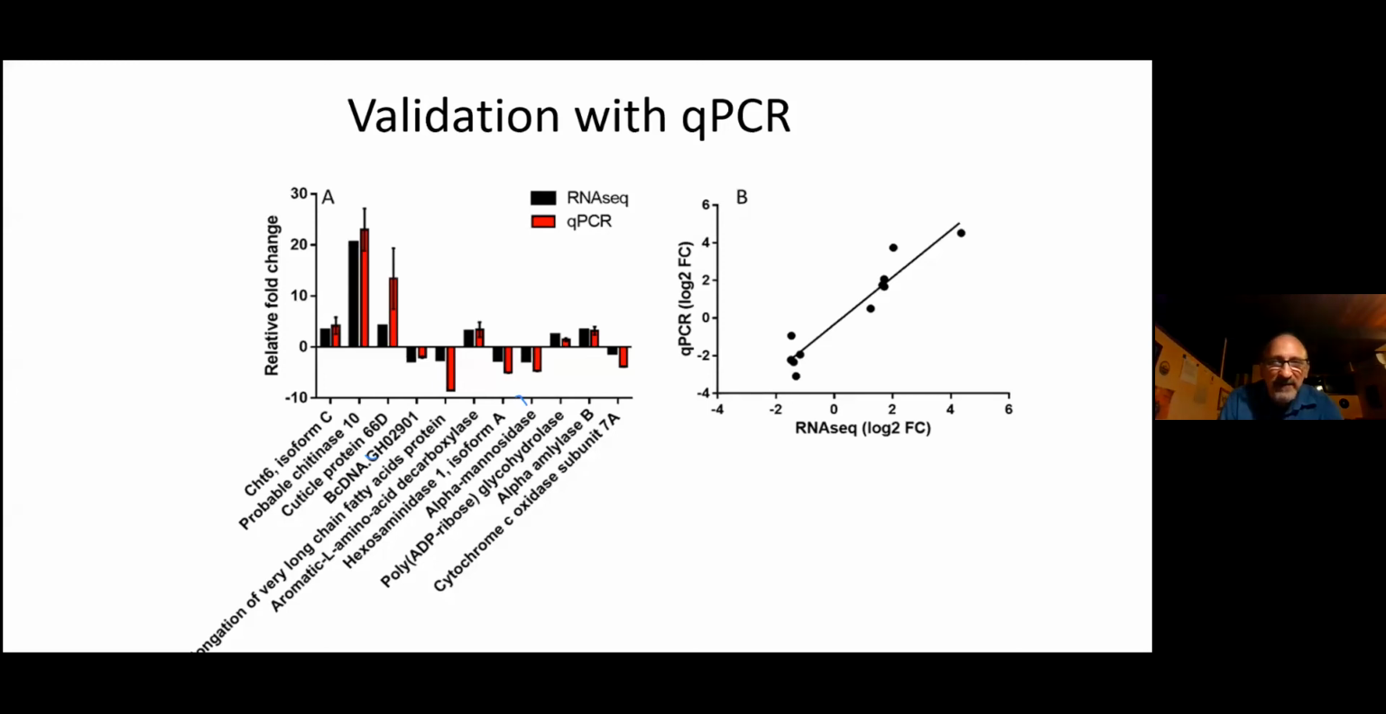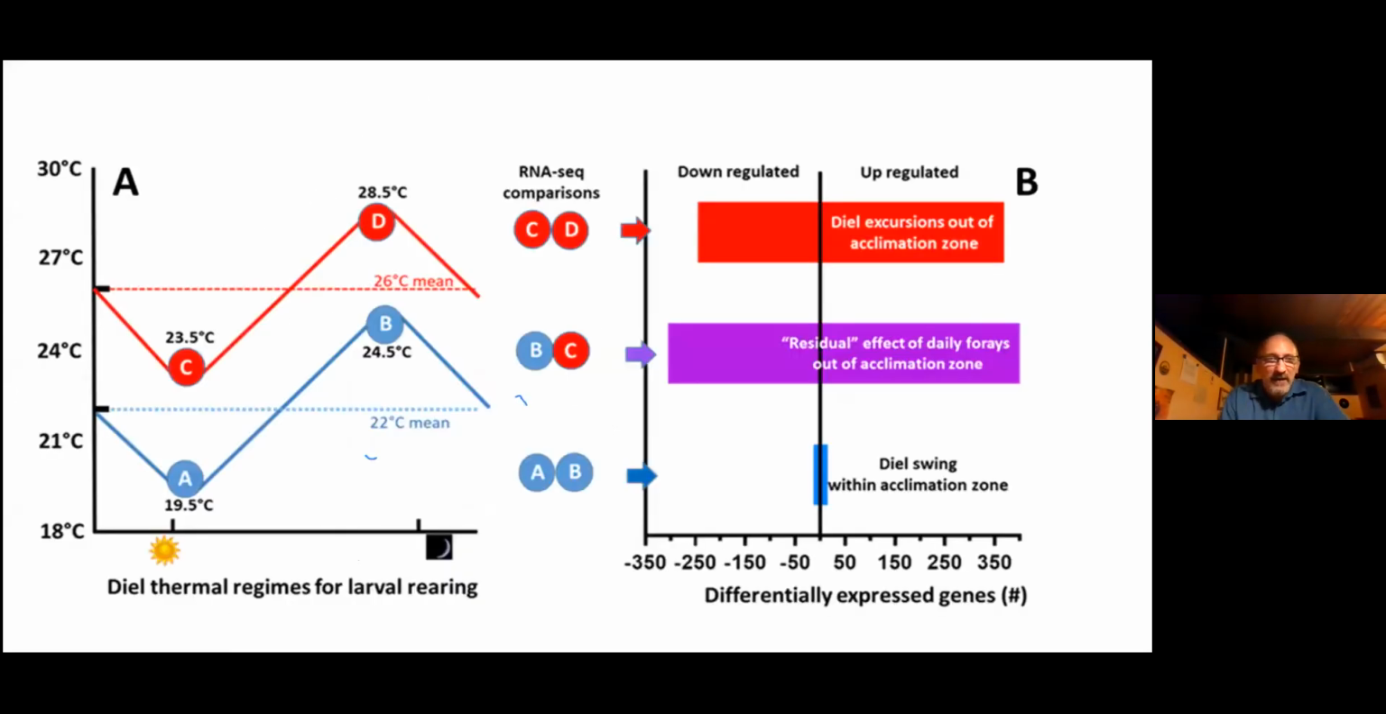I don't remember off the top of my head what Tina's rationale was for choosing these genes, but the black bars represent the RNA-seq data, the red bars represent the qPCR, and when we plot them, there's a very nice correlation between the two, so we feel pretty good about the sequencing bit. And here we have 3 comparisons I'm going to show you.